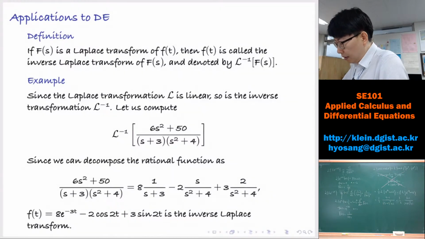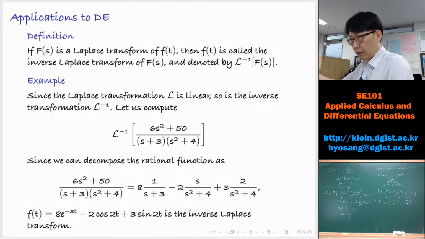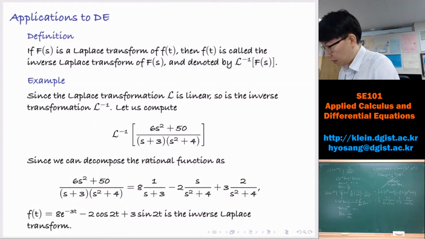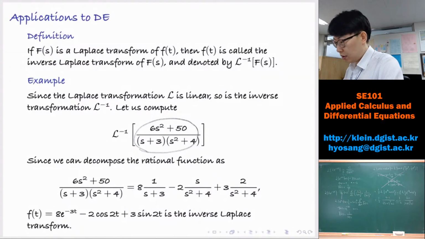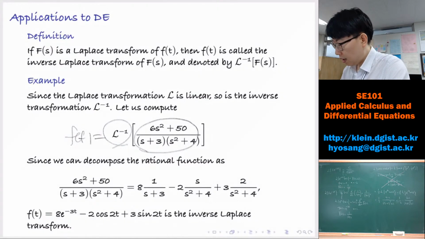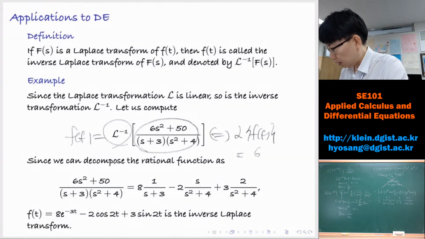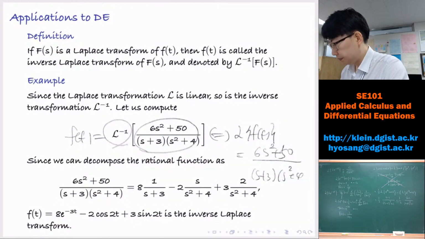So let's take an inverse Laplace transform. After you take the Laplace transform, it's a function of s. So I'm going to find out which original function was used to obtain this function of s. Suppose that we have a rational function of polynomials in terms of s, and I want to find the inverse Laplace transform. In other words, if I take this as f of t, then the Laplace transform of this f of t is given by (6s squared plus 50) divided by (s plus 3)(s squared plus 4).